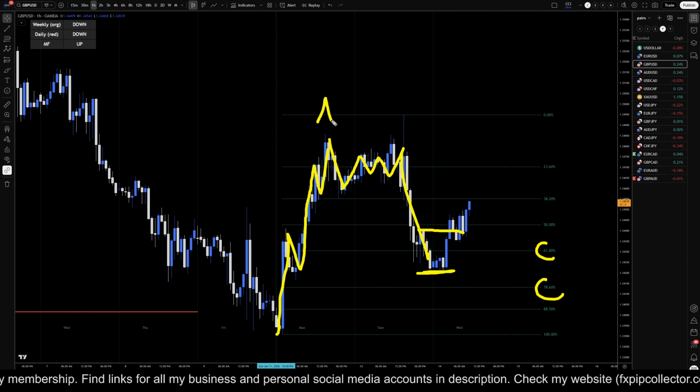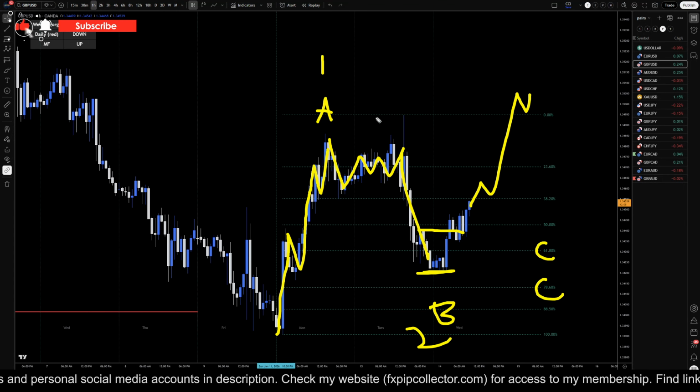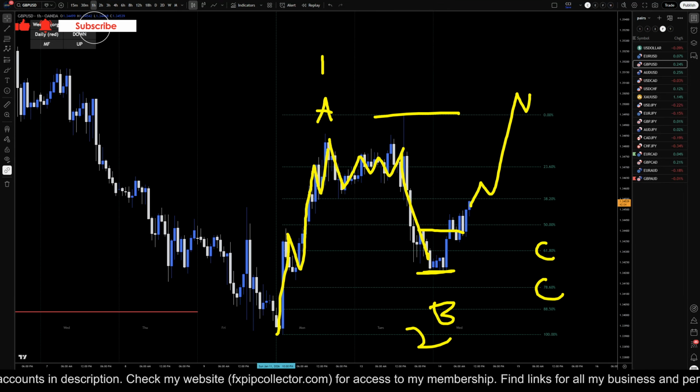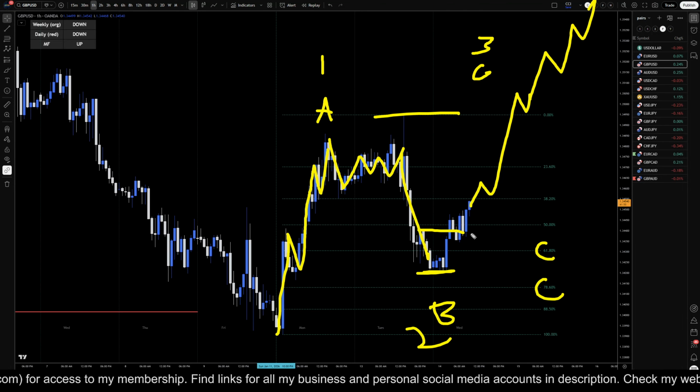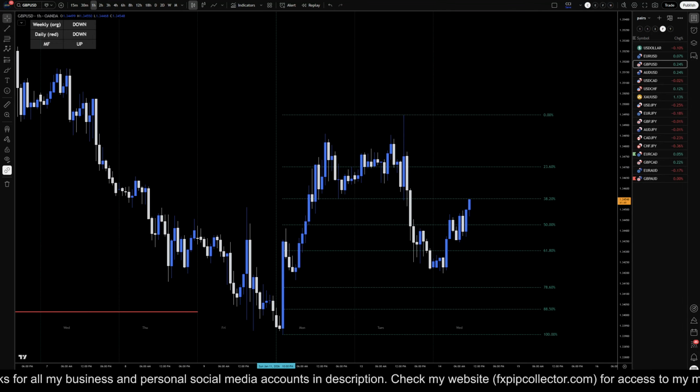So, like I was saying about the euro dollar, this is either an A or 1, this is either a B or a 2, and we're likely either in a C, which would look like this, grab these highs and then turn back down if it's a wave C. Or if it's not a wave C, but actually a wave 3, it would just keep on making higher highs, higher lows like that. Either way, you trade a wave 3 and a wave C exactly the same, at least until you get to the point where wave C breaks structure back down, because a wave 3 will not break structure back down.